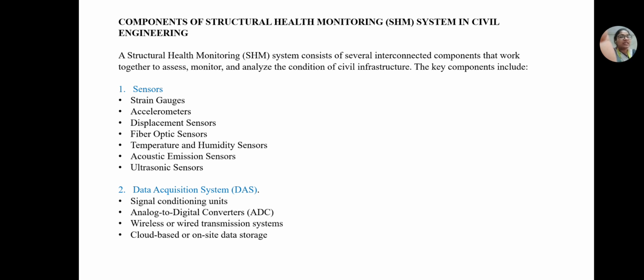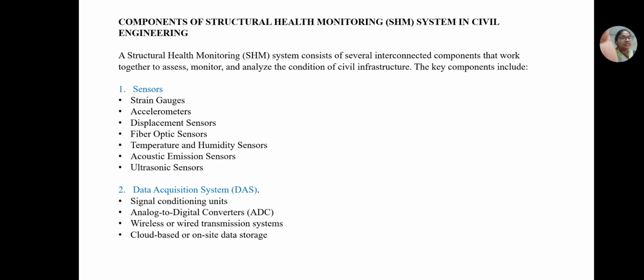Accelerometer sensors are used to measure the natural vibrations and the dynamic responses of the structures. Displacement sensors are used to measure the movement of the structures. Fiber optic sensors are also used to measure the strain and the temperature effect on the structures. Temperature and humidity sensors are used to predict the environmental impact on the structures. Acoustic emission sensors are very useful to measure cracks. Ultrasonic sensors are used to measure the interior defects of the material.